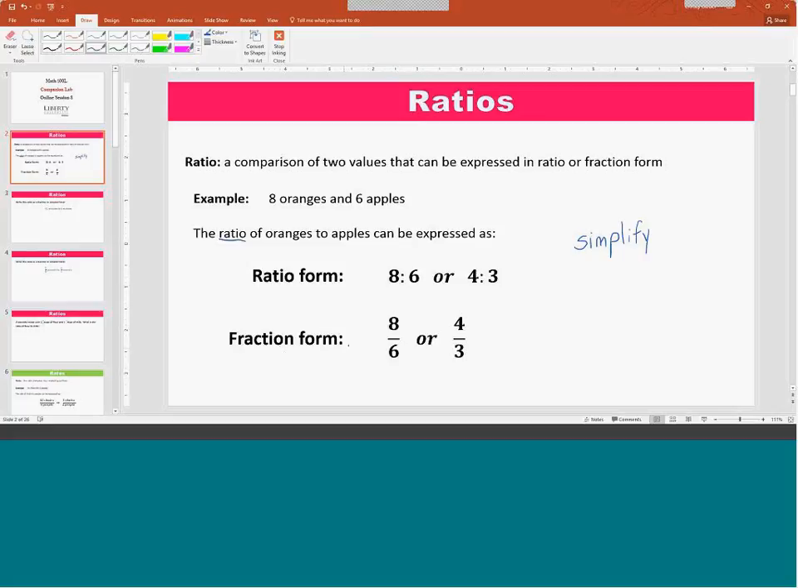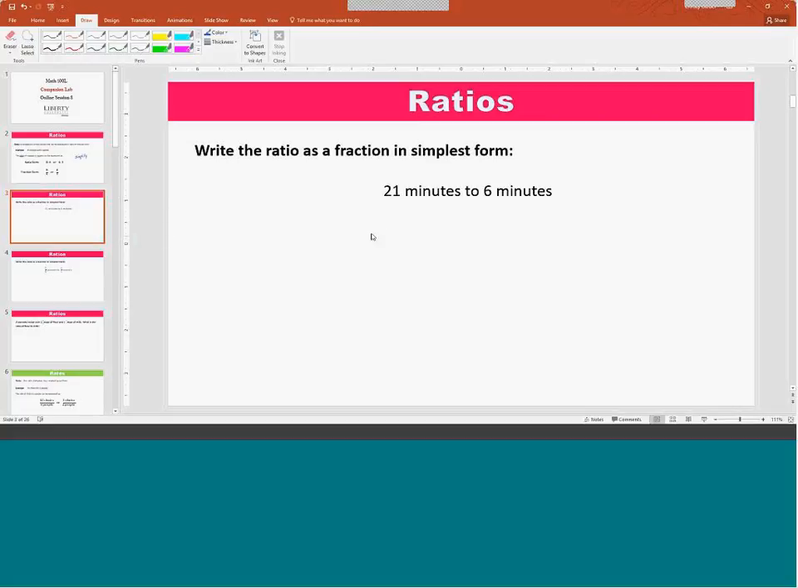In fraction form, this should be very familiar. Fractions are very versatile. That's why we make a big deal about fractions, because it can mean division, it can mean a portion of something, and it can mean a ratio of 8 oranges to 6 apples. And we know that to simplify this fraction, we reduce it to 4/3. So a ratio is just a comparison between two values. Let's see how this works.